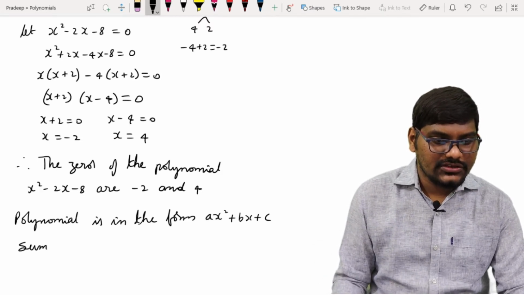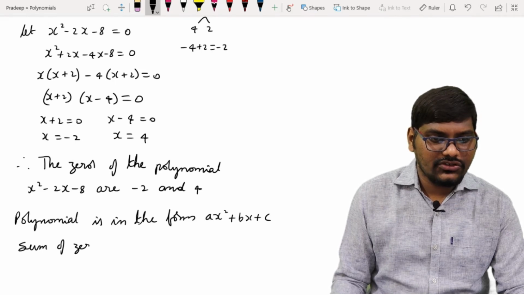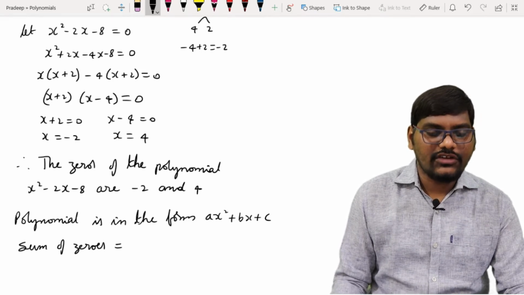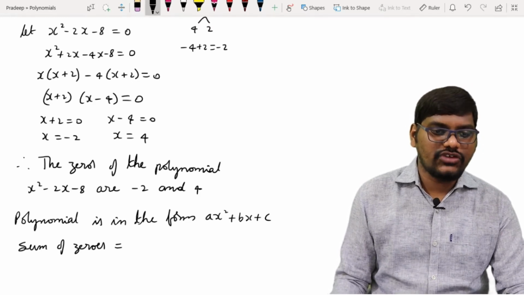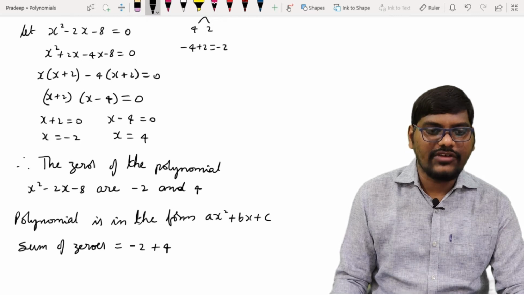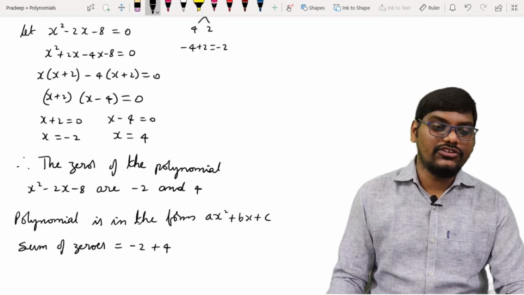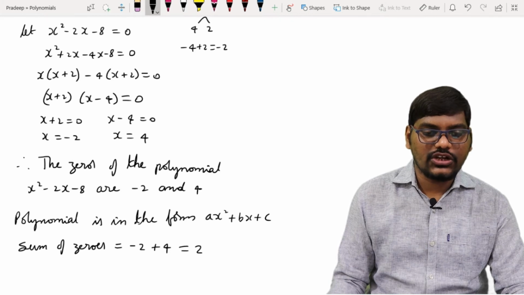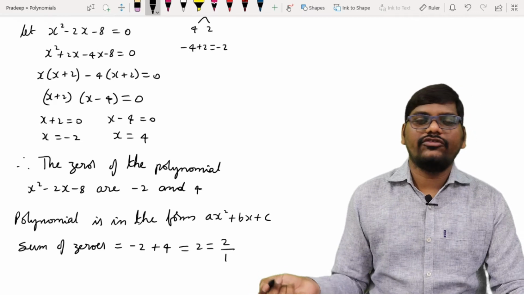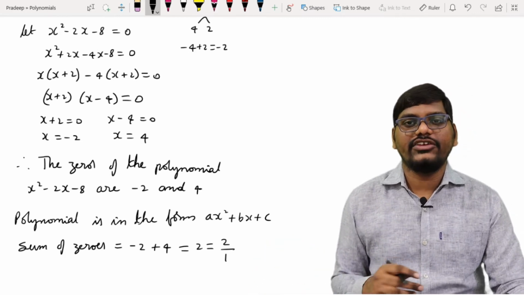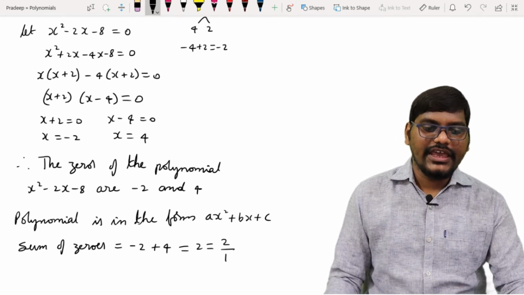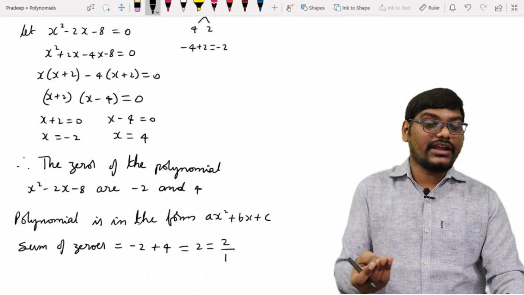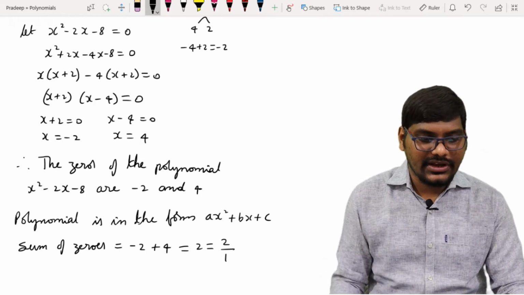I'll write sum of zeros. What are the values we got? Minus 2 and 4. So minus 2 plus 4, we got 2 as the value. 2 I can actually write as 2 by 1, right? If there is no value in the denominator place, we can write the denominator as 1. So this is the sum of the zeros in coefficient ways. If we have to write it in the form of coefficients, we can write the same thing here.